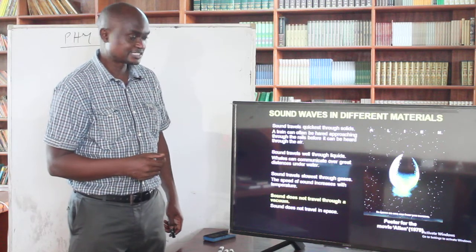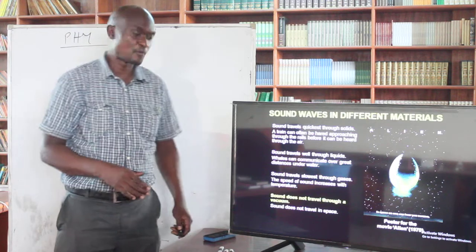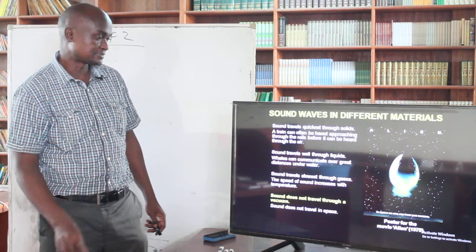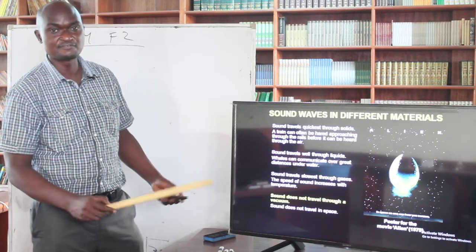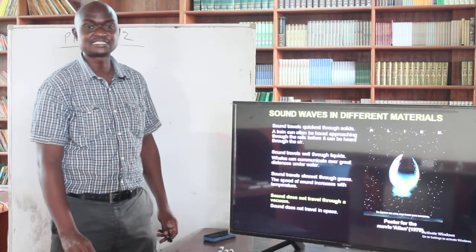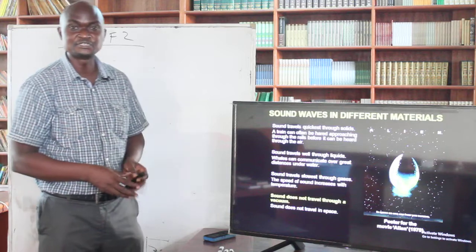For liquids, it's a bit further apart, but for specialized or adapted animals like whales and dolphins, they can communicate over that. Air is much more difficult because the molecules are farthest apart. In a vacuum, it's impossible because there's nothing in a vacuum to allow vibration to be transmitted.